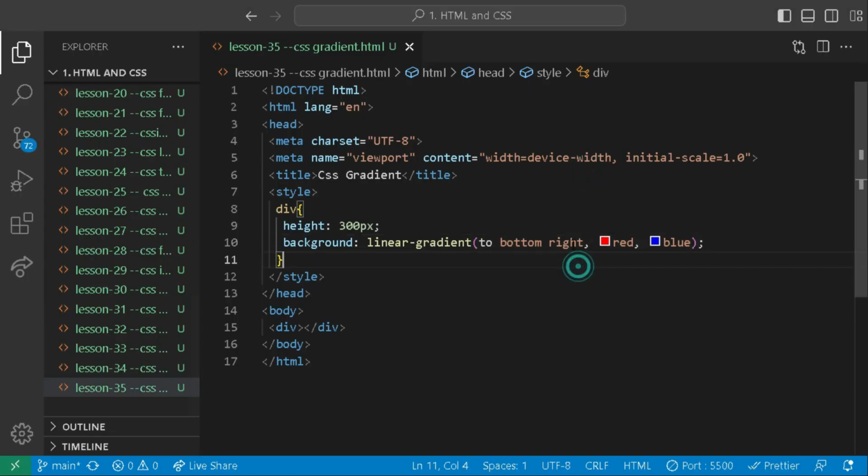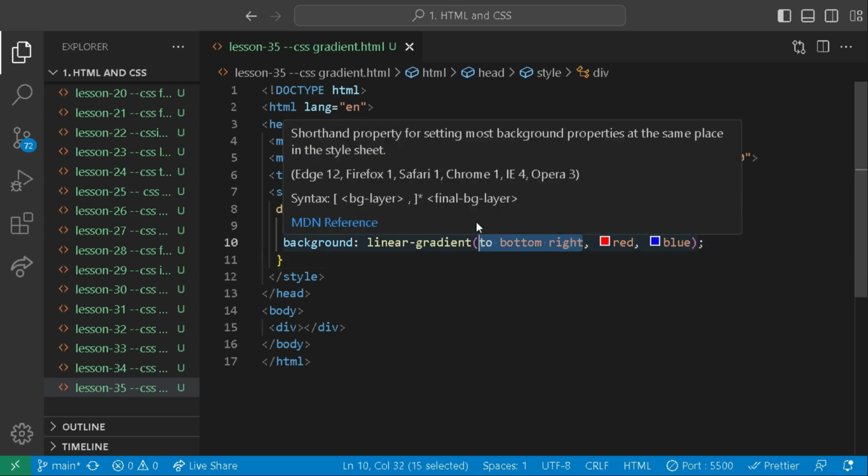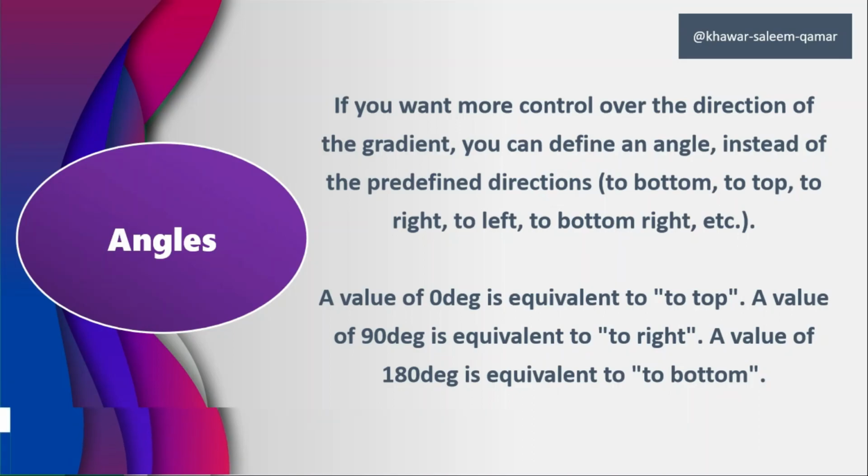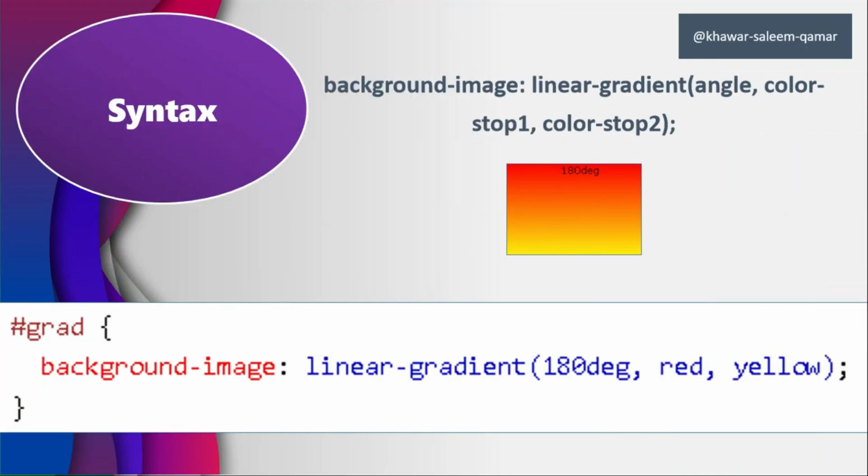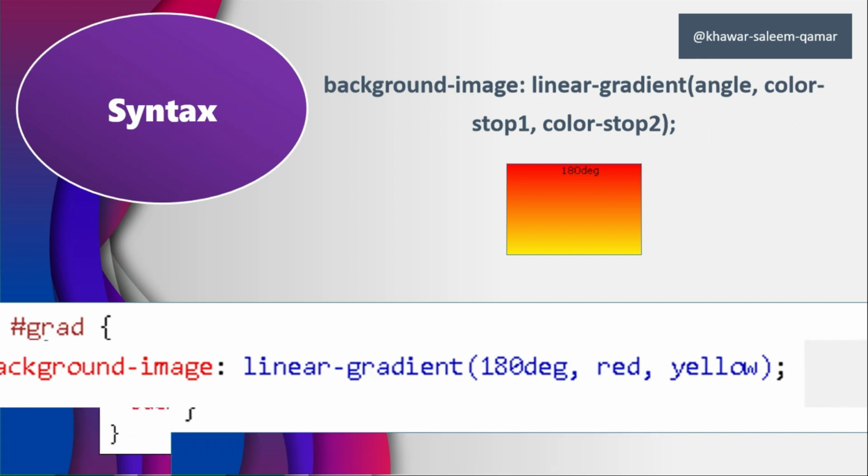So if right here I give it the degree value of maybe 45 degree, then you can see now our gradient is at an angle of 45 degree of transition between both of these colors. So after angles, this is the syntax of those angles. We write this angle this way using that DEG suffix, and then specifying the colors between which we want that transition.